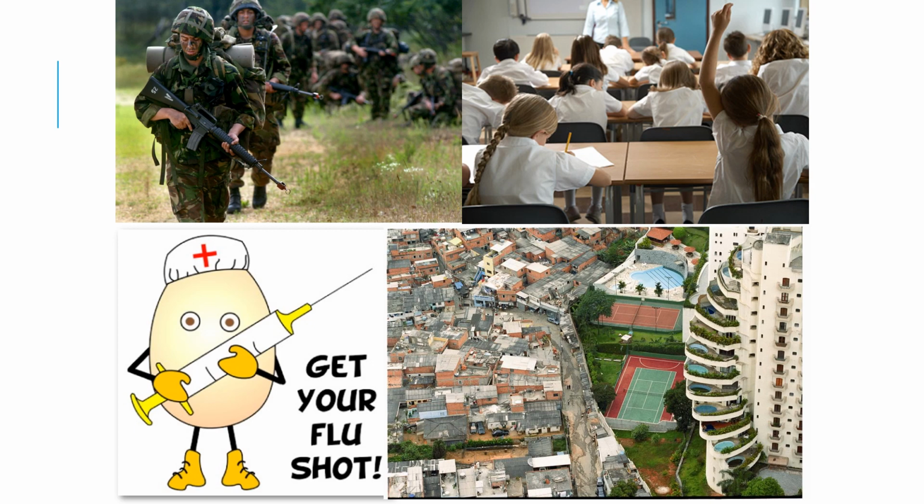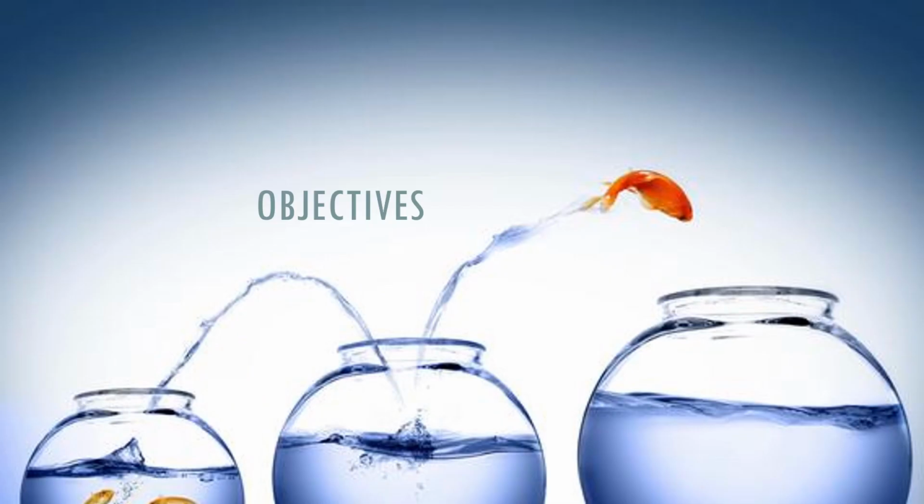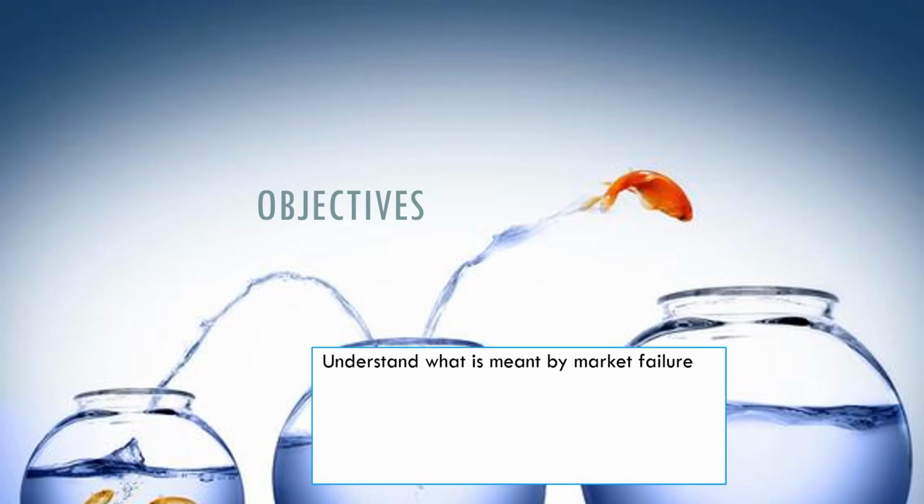So we can see in a few of these examples here, some goods or services, if we just left it to the free market, to buyers and sellers, then the outcome wouldn't necessarily be efficient. It might not happen at all, or it might be undesirable. There might be less being produced than we would like from society's point of view. So in this video, we've looked at what is meant by market failure, and we've also looked at the concept of market failure using some examples.